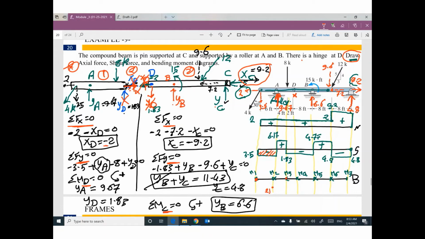M3 equals the previous value, which is negative 21, plus the area of shear in between, this little area of shear, 6.17, times this little area distance 4. It's positive 3.68. The next one, M4: previous value plus area of shear between the 2 points, this little area, negative 1.83 times 2. Your value will be 0.